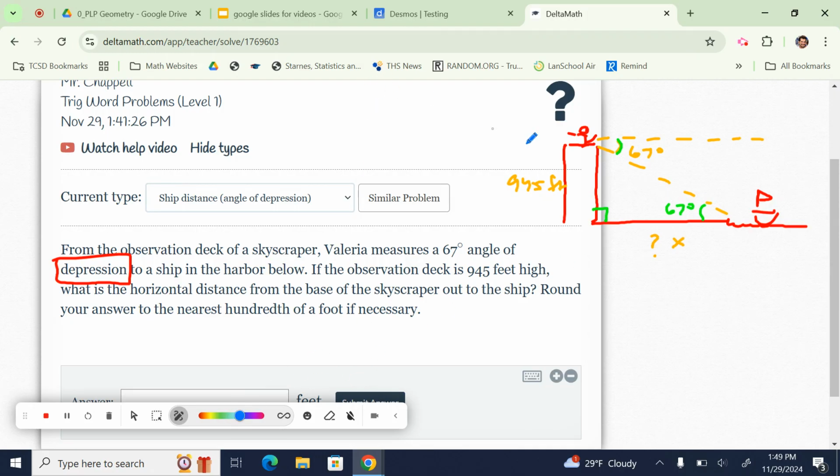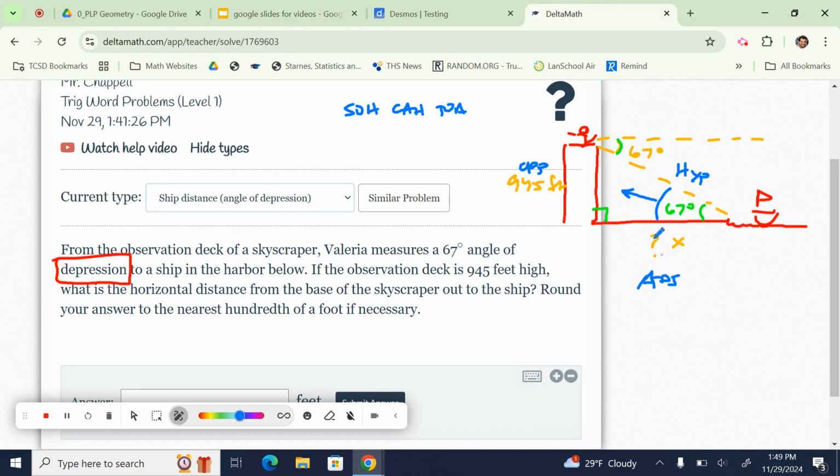So right now, okay, 67 is my angle. I'm going to put an arc there. It is pointing to the 945. This is my opposite side. This orange line of sight is my hypotenuse. And then X, we're going to find, that's our adjacent.